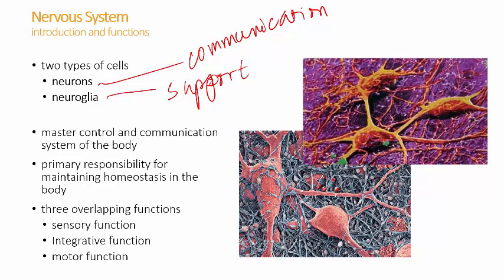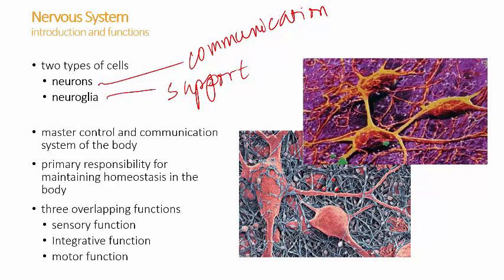So the nervous system is the master control and communication system of the body. It's responsible for noticing conditions around it, for determining how to respond to that, and then for creating the response, or for communicating to those responding cells what it is that they need to do. And so it's the nervous system that has primary responsibility for maintaining homeostasis in the body.